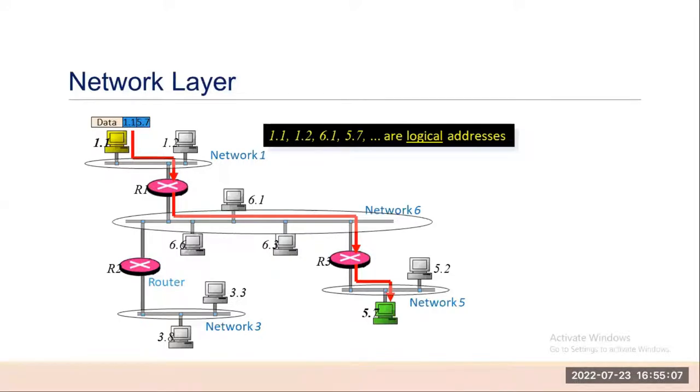So this is a schematic diagram showing the logical addresses. This is network one, network six, network five, this is network three. All these networks are here. If data is sent from here to here, it finds a path to route the data.